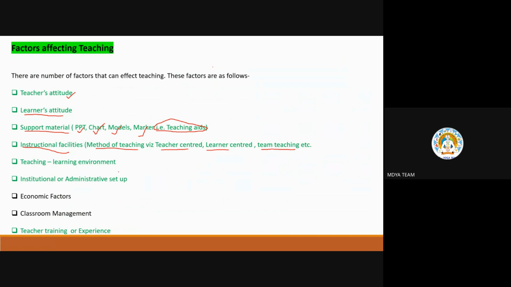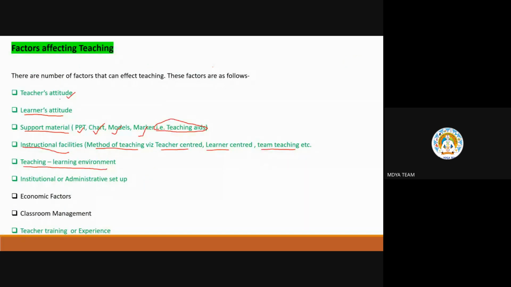Okay, now the teaching-learning environment. The environment in which the learning is happening is also very important. If there is constant chaos in the environment, or a disturbance from either the learner side or the teacher side, that will also affect the class. There will be some disturbance, some noise in the class, or if there is any nuisance from the learner side, that will also affect the class.